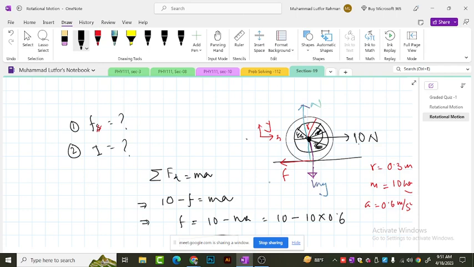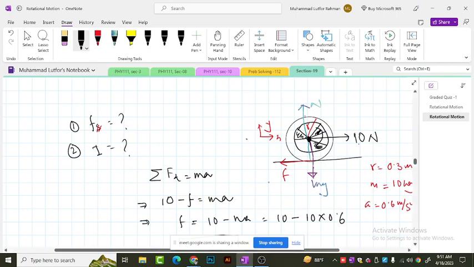Hello, can you hear me, guys? Yes, sir. Can anyone tell me what should be the value of the torque about this point only for the 10 Newton force? Hello, can anyone tell me?